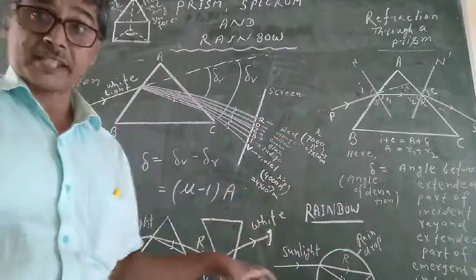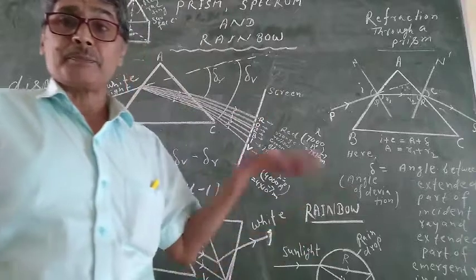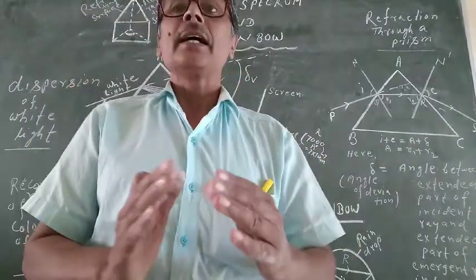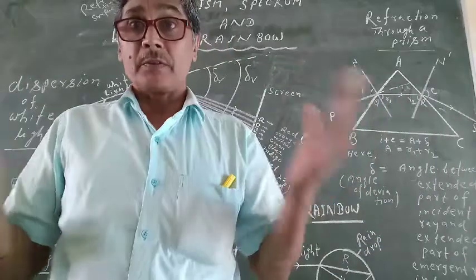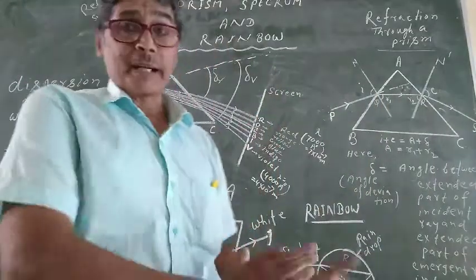Second thing is the spectrum. A spectrum is a band of the 7 colors obtained on the screen after the dispersion of white light.